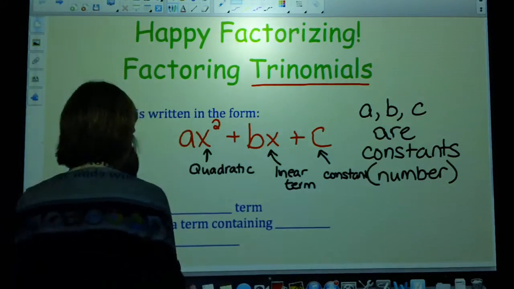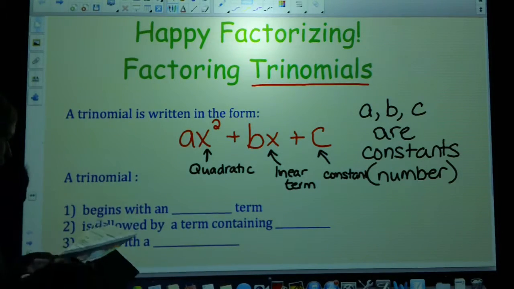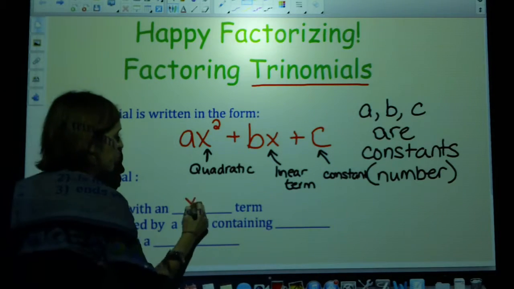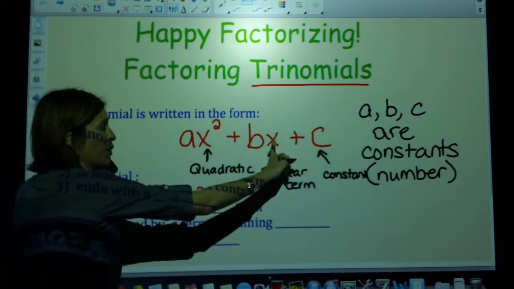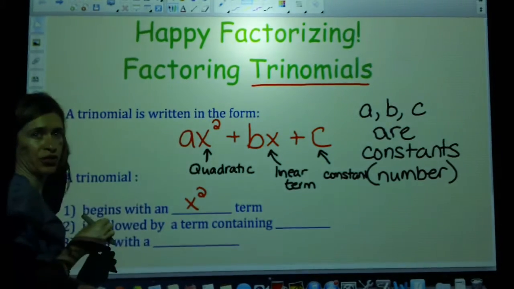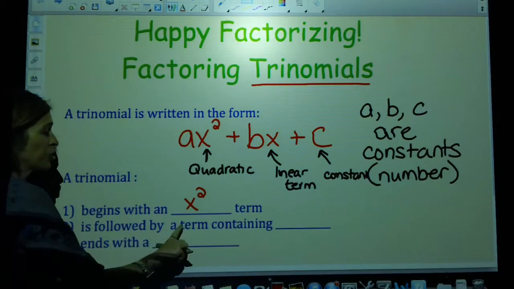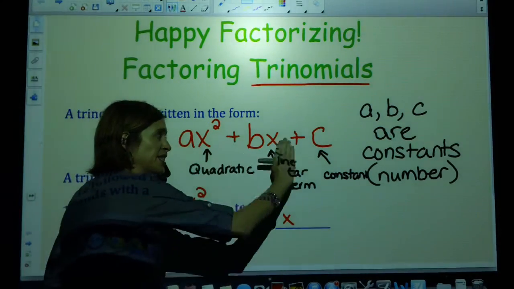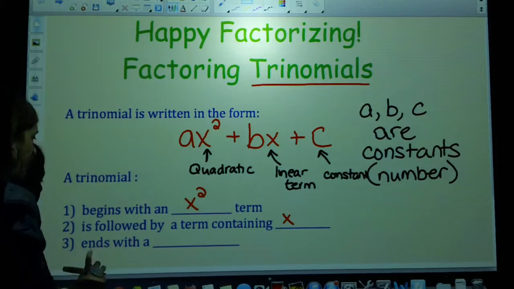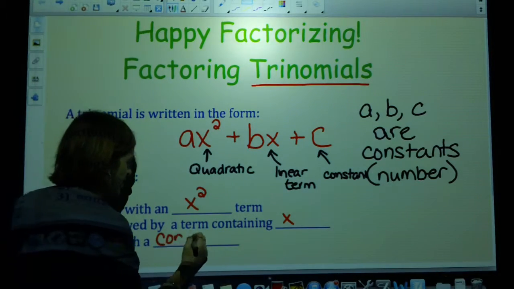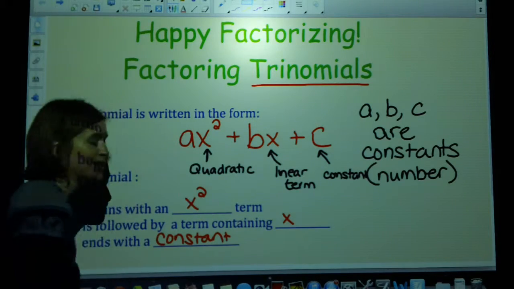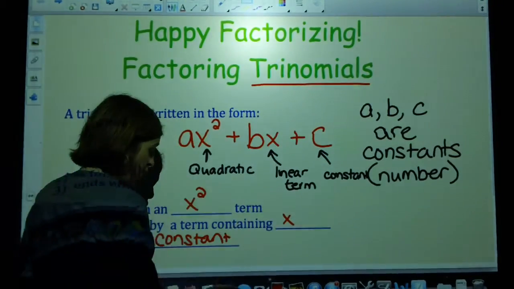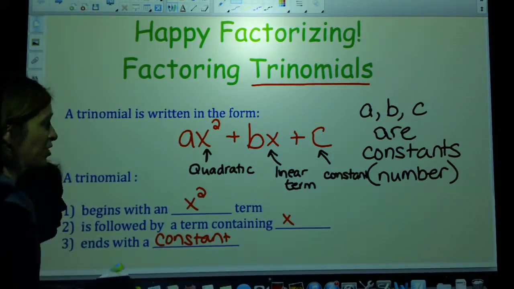So a trinomial, the form that we want when we're factoring, has to begin with an x squared term. So if the x squared is over here, you want to put it first. It's followed by a term containing an x, which I called the linear term. So you want to go in descending order by exponent when we're factoring. And it ends with a constant. Sometimes it doesn't though. That constant could be 0 and maybe that won't be there. And we're going to talk about those this year when we factor as well.